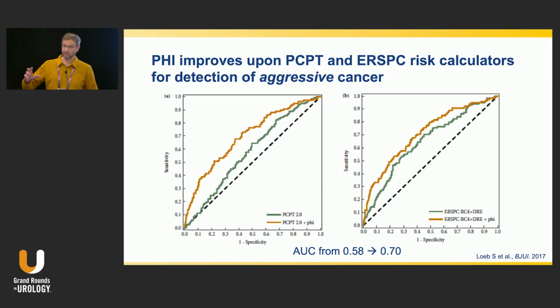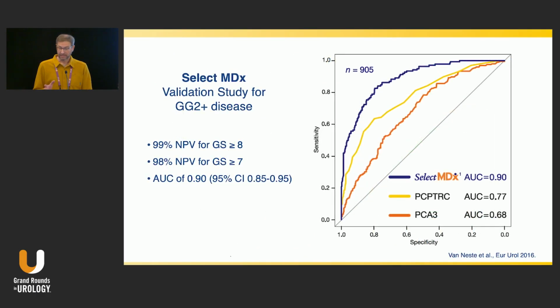And again, I said the biomarkers that are the best are the ones that can go head-to-head with the calculator and improve on it. So there are publications that show that PHI improves on the PCPT and the ERSPC for the detection of what we term aggressive cancer nowadays, GG2 or higher. SelectMDx also did that, and they did a validation study for the detection of more significant prostate cancer. It had extremely high NPVs for very high grade and high grade cancer with an AUC of 0.9, and you can see there they've pushed the ROC curve into a very nice range of 0.90 compared to just the PCPT-RC and, let's say, urinary PCA3.